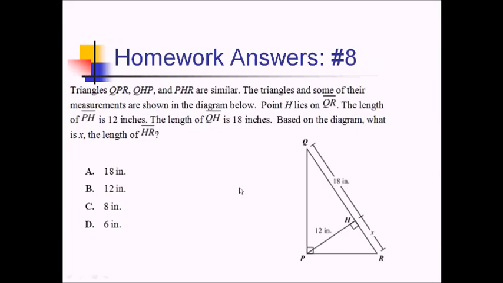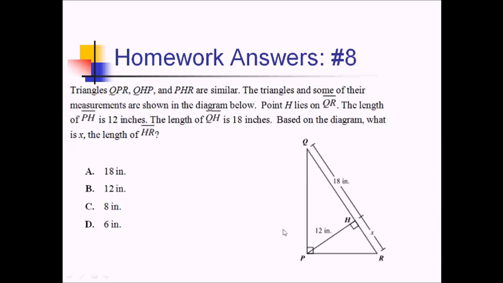For number 8, we're given 3 triangles for the price of 1 here, and we're told that all 3 triangles that we see are similar. And then they're just rehashing the measurements that we see in the diagram. Long and short of it, we want to find x, this small side of the smaller triangle.